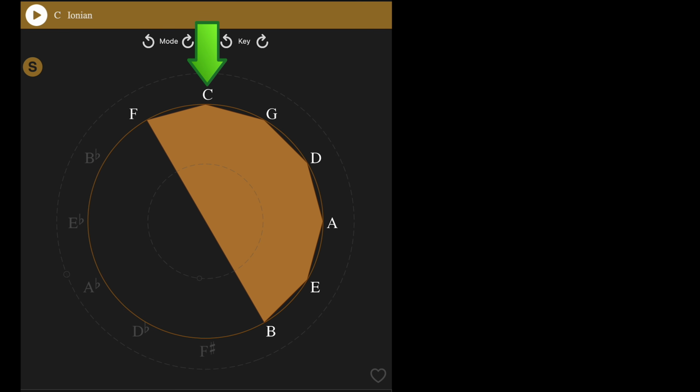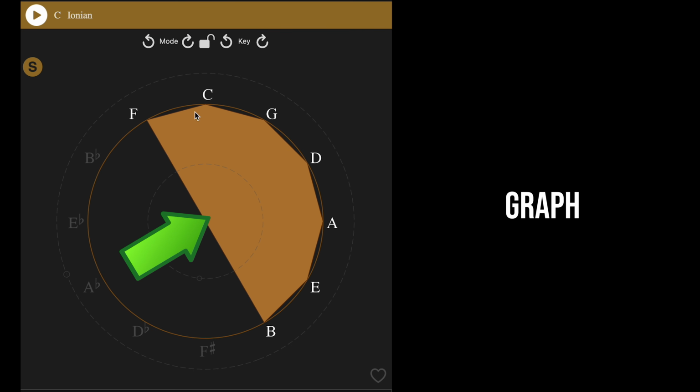And the note at 12 o'clock is always the root of the scale. As a result, every graph must contain a note at the 12 o'clock position. So by joining the notes that belong to a scale, we get a polygon, which we call a graph. This graph represents that scale.